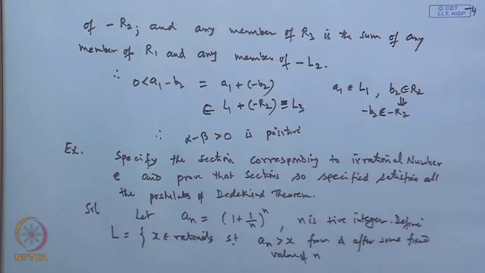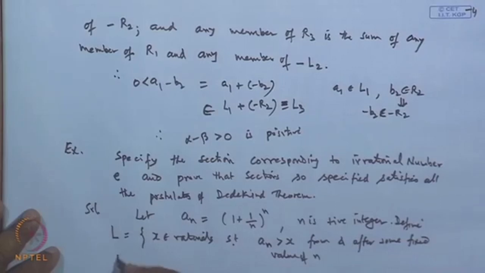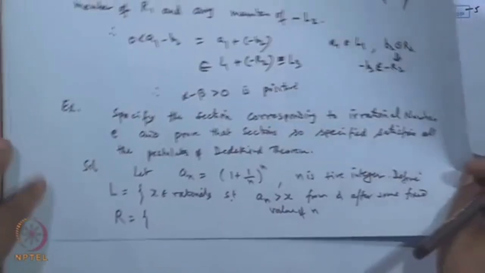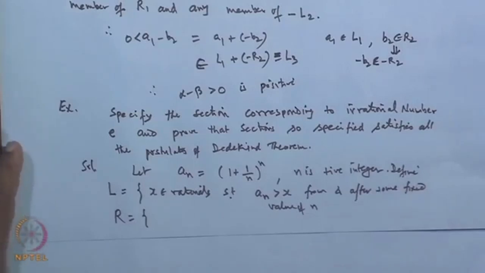That is, those rational numbers belong to L for which a_n is greater than x after some number n naught, for some fixed value of n naught. Say, after n equal to n naught, a_n is greater than x, then we say x will be in L. And the upper class R, I am defining this with an upper class R.